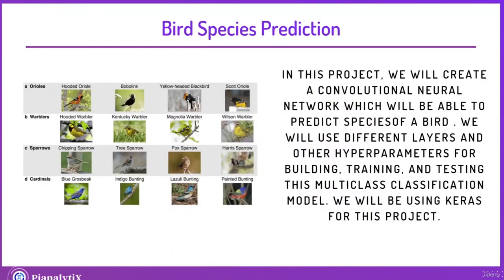So in this project, we will create a convolutional neural network, that is a CNN, and it will be able to predict the species of a bird from the image that we supply to it. We will use different layers and other hyperparameters for building, training and testing this multi-class classification model. And in this project, we will be using Keras.